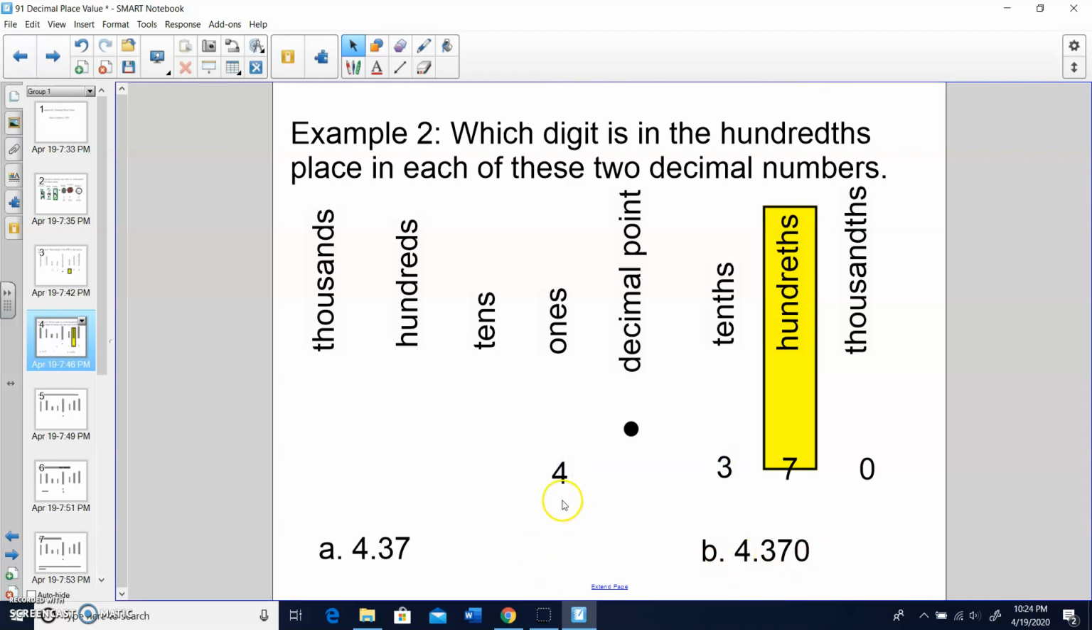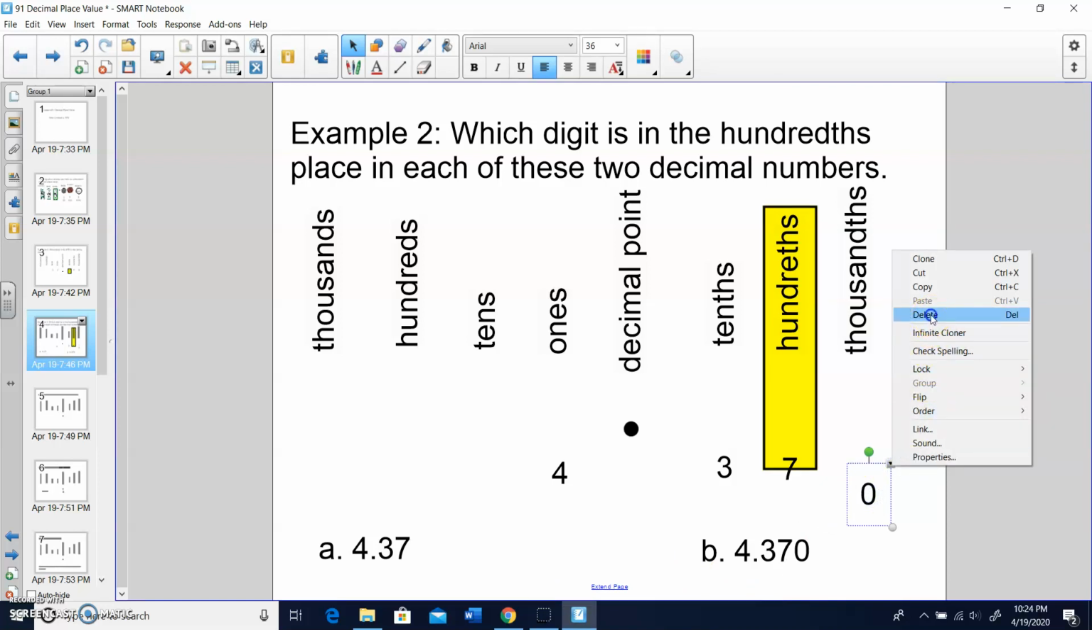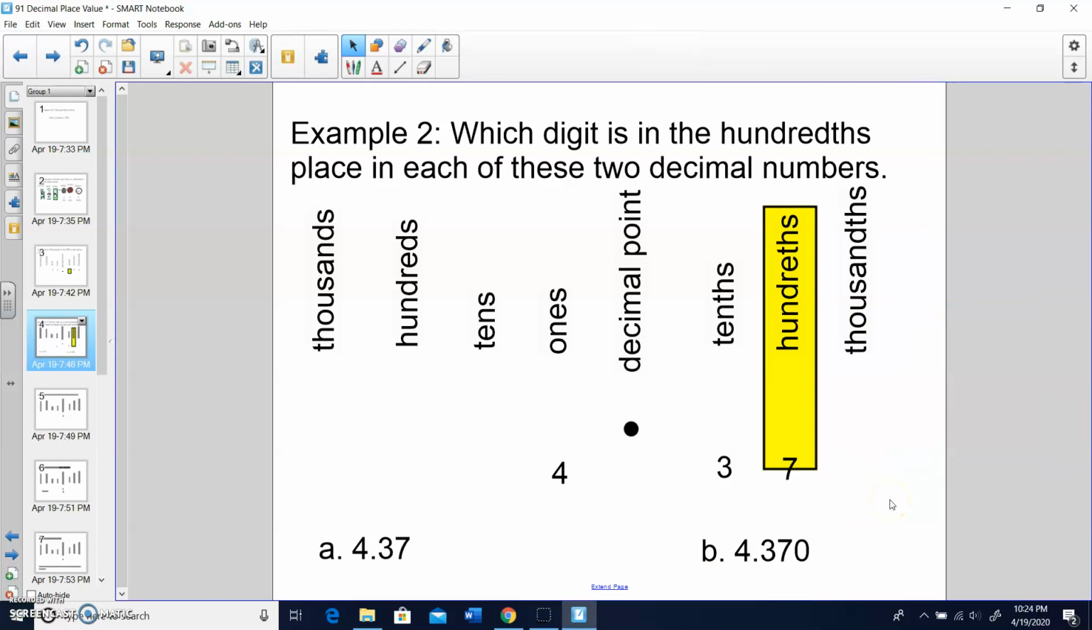Okay, so here I have 4 in the ones place, my decimal point, my 3, my 7, and my 0 all lined up as they are in this number. So what number's in the hundredths place? My 7. And then if I have A, we can see that it's 4 in the ones place, then my decimal point, and then the 3 in the tenths, and 7 in the hundredths. I just don't have this 0. But otherwise, everything's in the same places. So which digit's in the hundredths place in each of the two numbers? Both of them are the 7.